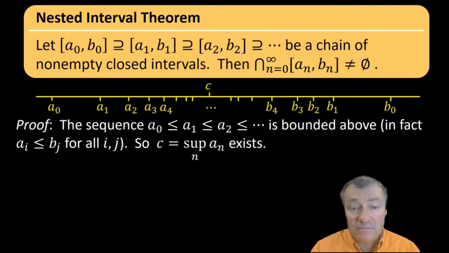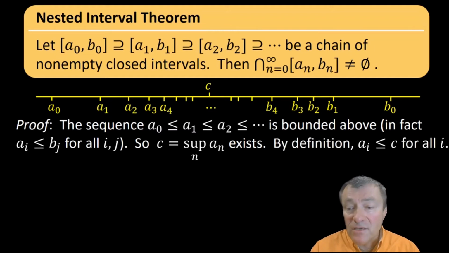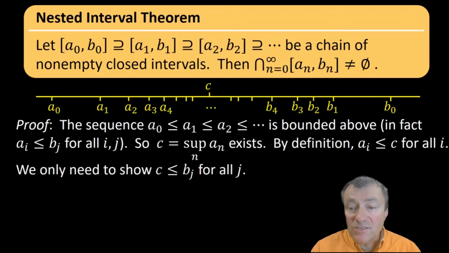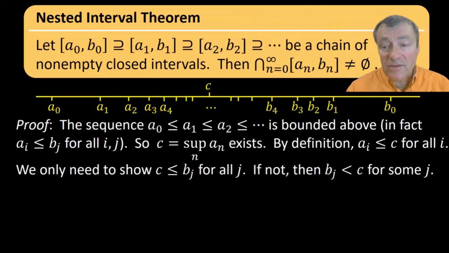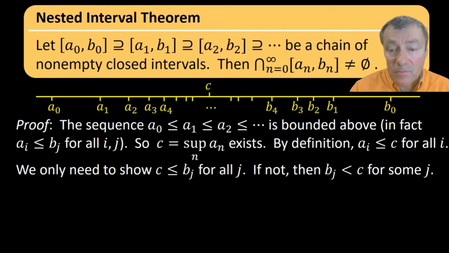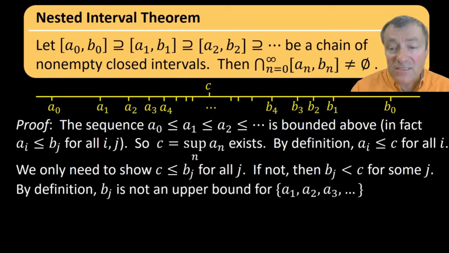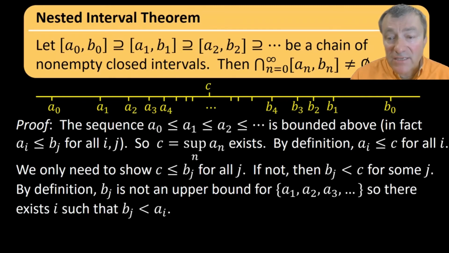Call it C. Since C is an upper bound, each a_i is less than or equal to C. So, we only need to show that C is also less than or equal to each b_j. And that's not hard. We'll prove this by contradiction. So suppose not, then there's some b_j less than C. Wait a minute. C is the least upper bound for the a's. So if b_j is less than C, it can't be an upper bound for the a's. That means b_j is actually less than some a_i.